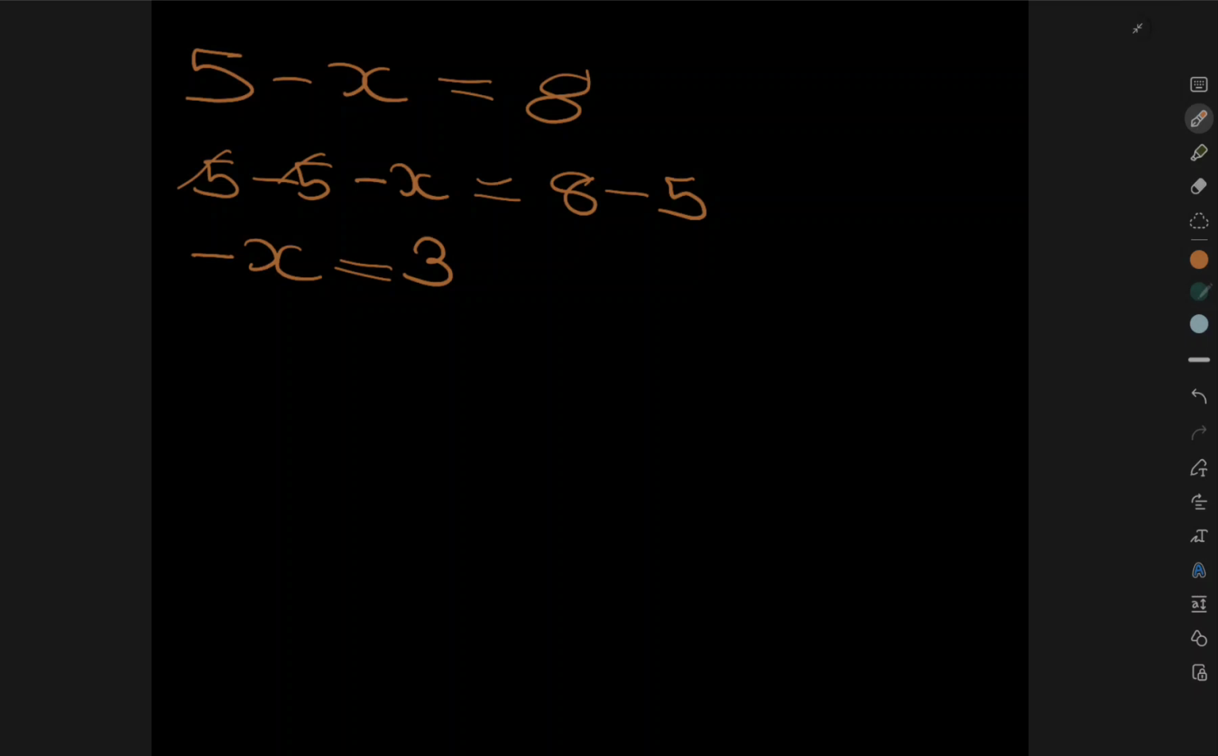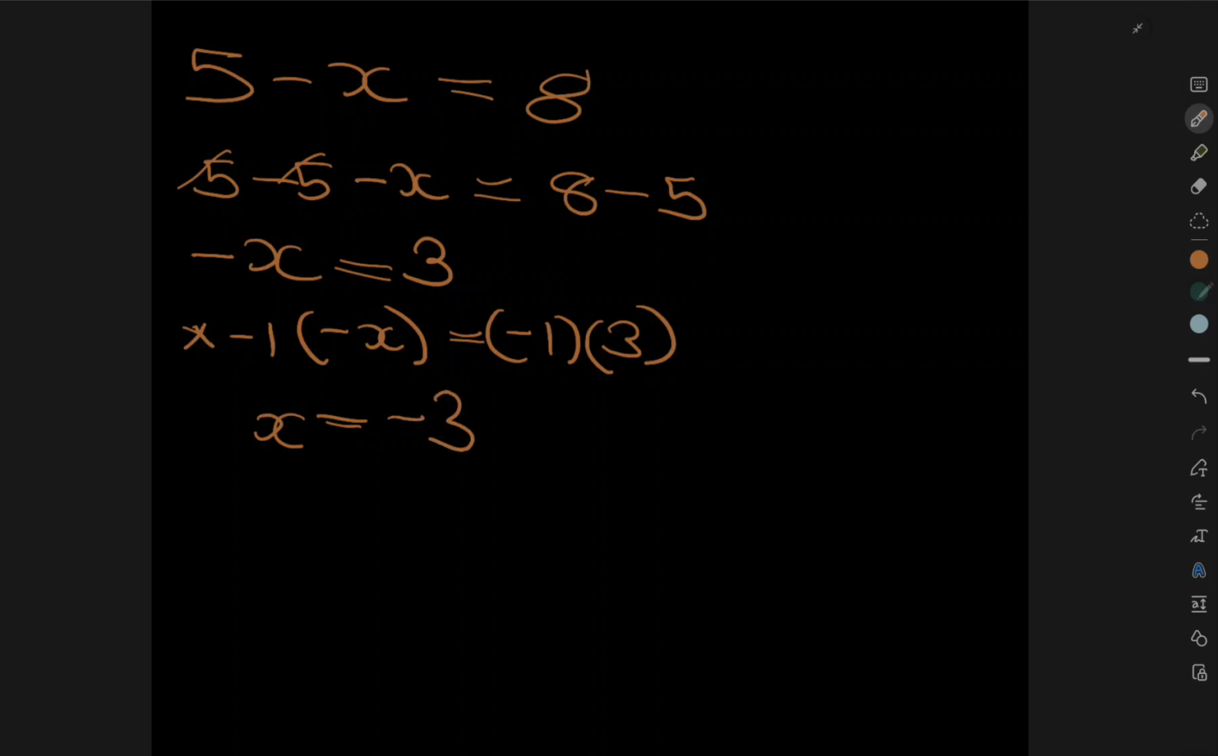Are we done? No. We're trying to solve for the value of x. So if we have minus x, that means we need to find a way to get the value of x. And for us to be able to do that, we need to multiply by negative 1. So that will be minus x times negative 1 is equal to negative 1 times 3 on the other side, right? So we multiply both sides by negative 1, and here we're going to get x is equal to, and we know that negative 1 multiplied by 3 will give us negative 3. So that will be our final answer.